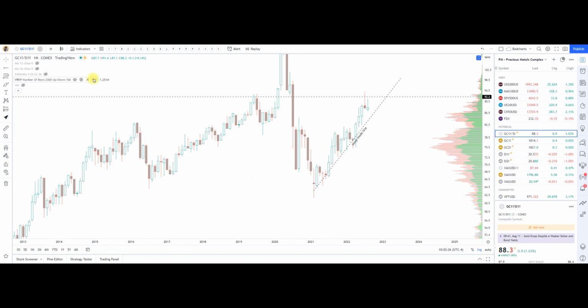Remove the cloud, remove that. It tried to go back up, another wick, sellers coming in, but it still hasn't broken down. So this is very constructive. You have wicks 2 months in a row now of selling pressure in the gold silver ratio.